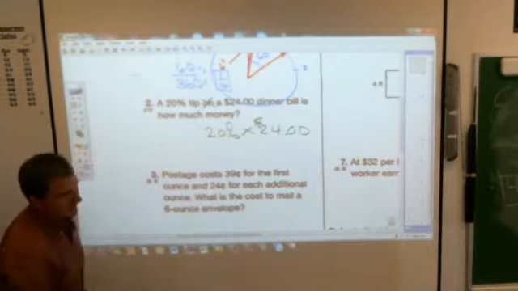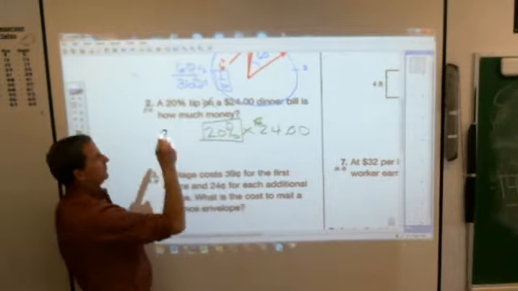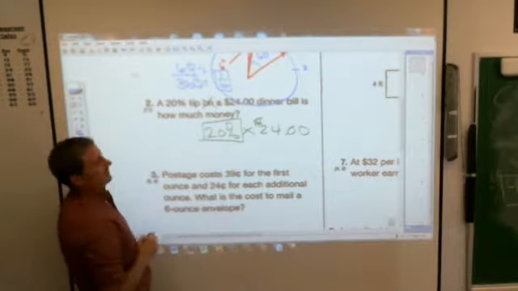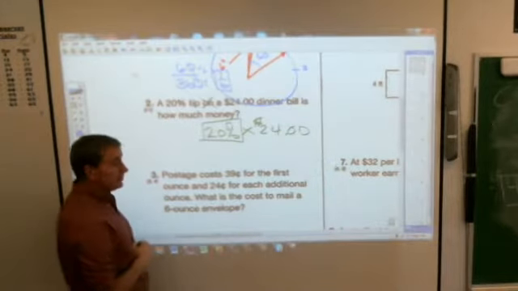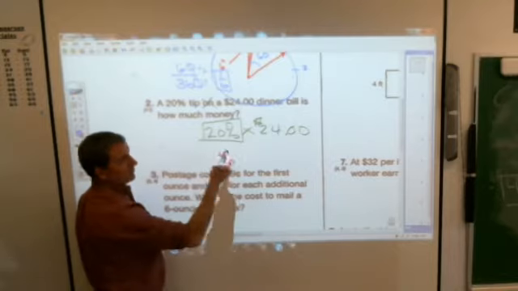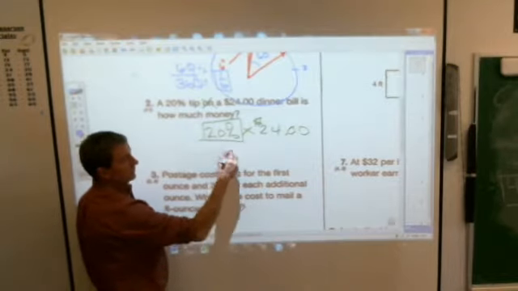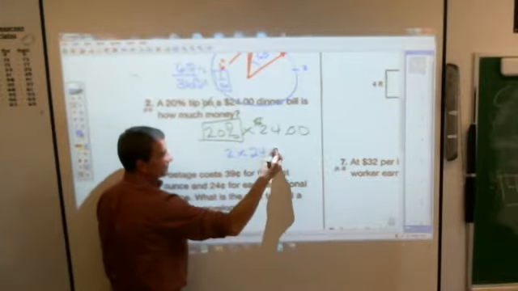Now the gist with that is we don't deal with percents when we do operations. We have to make them either fractions or decimals. In this case, I would probably make it a decimal. 20% is what decimal? 0.2. Right, because it's 20 hundredths, which is 2 tenths, it's just 0.2. So you're going to take 0.2 times $24.